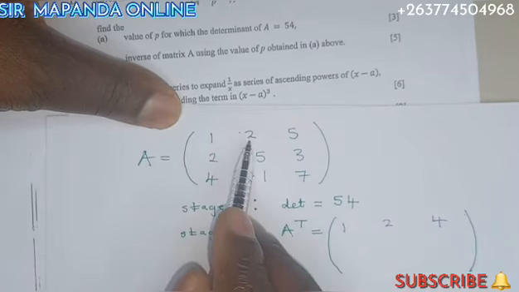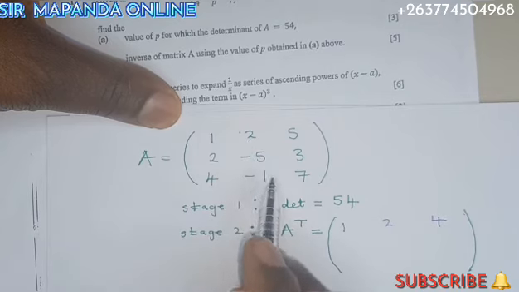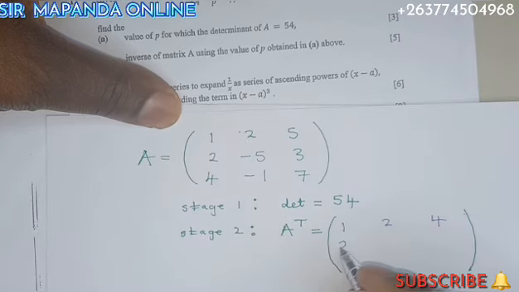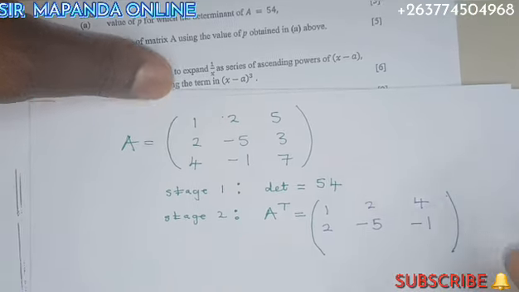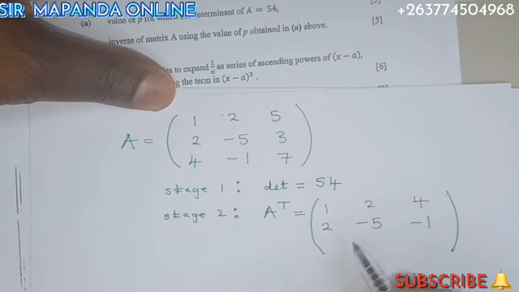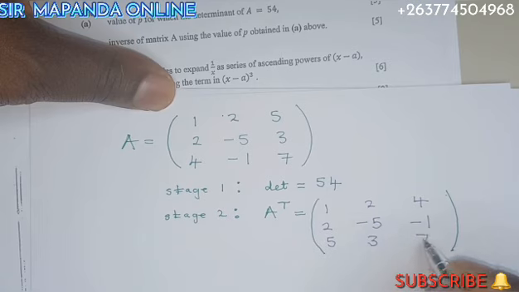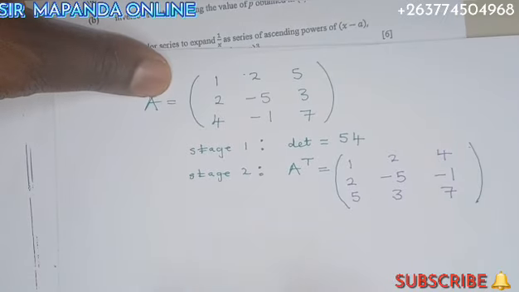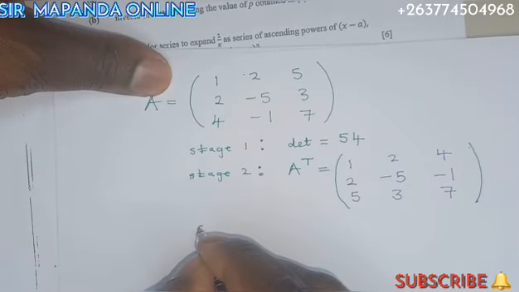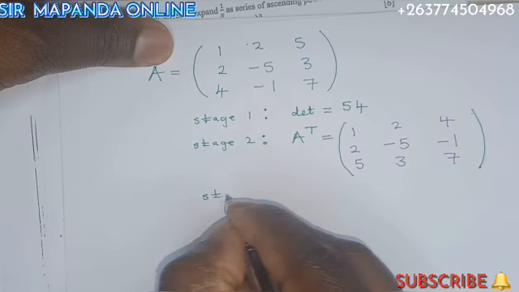Then the second column is 2, minus 5, minus 1. If you transpose it, you get 2, minus 5, minus 1 horizontally. Same applies. The last column is 5, 3, 7. Transpose this, you get 5, 3, 7, but writing it horizontally. I hope you are following class. Then after finding the transpose, you move on to stage 3.